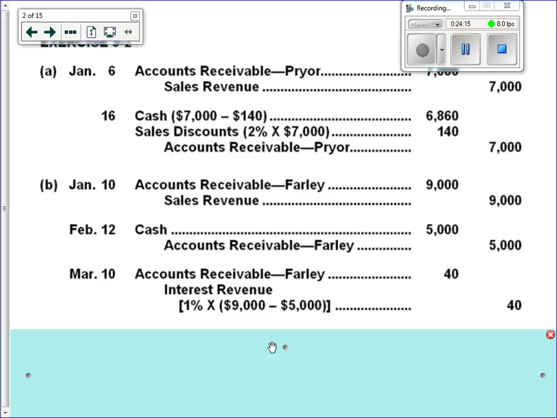You earn interest on that balance. And it's a different form of money-making revenue.